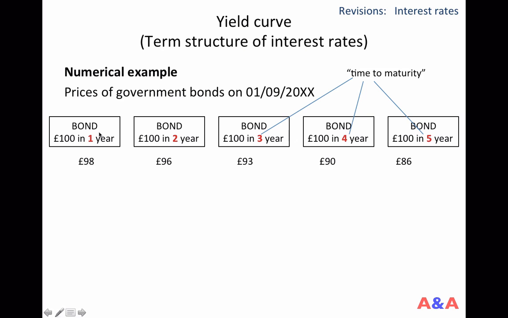The 1-year bond pays you £100 in 1 year, and the current price of that bond is £98. The 2-year bond pays you £100 in 2 years, and its price is currently £96, and so on. So they are all discount bonds. There are no intermediate coupon payments. You have to wait until maturity to get cash. For this reason, they are also called zero coupon bonds. So discount bonds and zero coupon bonds are the same thing.